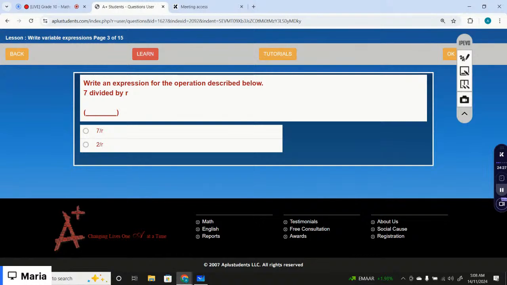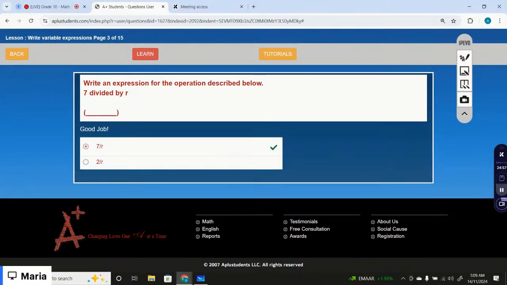Write an expression for the operation described below. 7 divided by r. So which is the correct option? Option number 1 is the correct option.